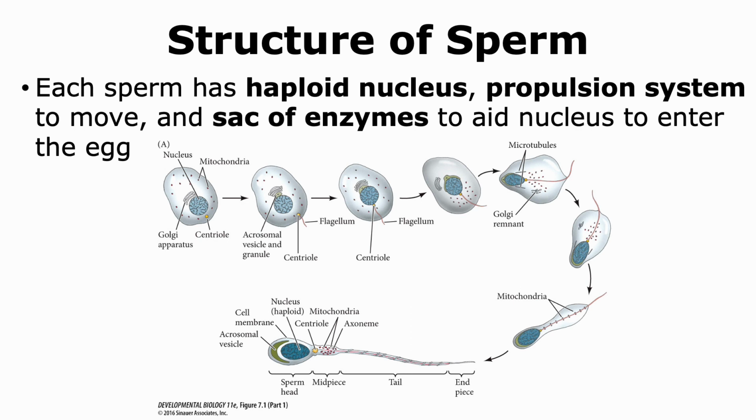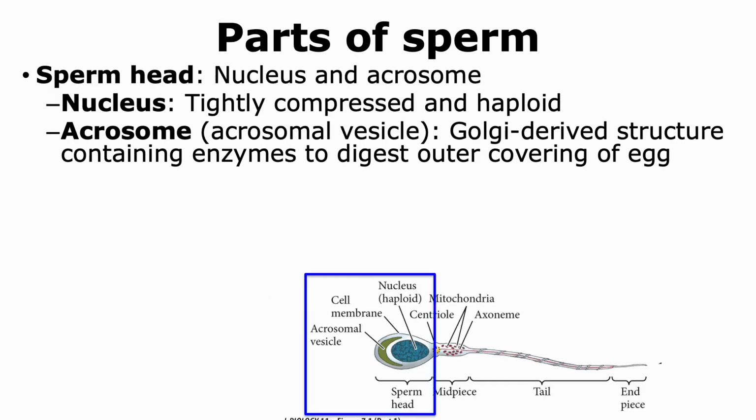Let us now look at the structures of the male and female gametes, and we will begin with the sperm. Each sperm has a haploid nucleus, a propulsion system to move the nucleus, and a sac of enzymes to aid the nucleus to enter the egg. Let us now look at the different parts of the sperm. The sperm can be divided into the sperm head, the midpiece, the tail, and the end piece.